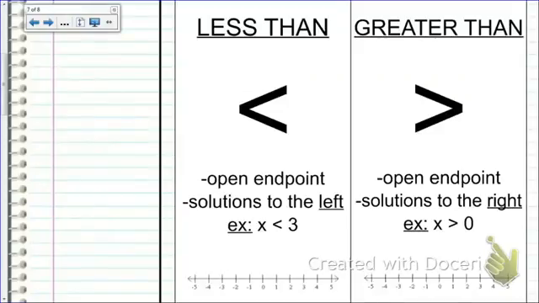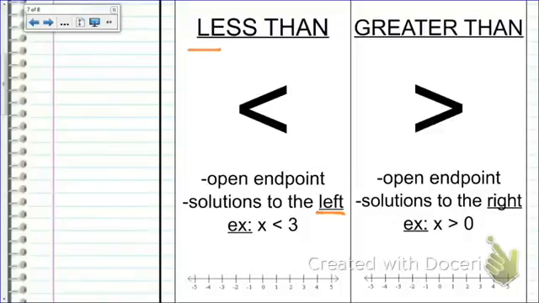Okay, so let's talk about less than and greater than first. Less than is an arrow pointing to the left. So less than goes to the left. It does not have the half of an equal sign underneath. So it's just the inequality pointing to the left.